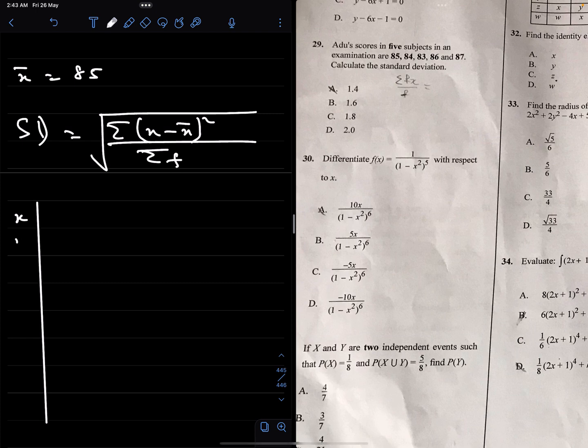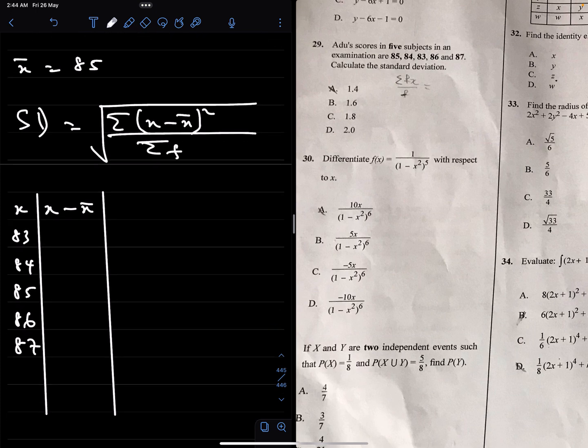Let me even start from the lowest: 83, 84, 85, 86, 87, and then we have x minus mean. We make a column for x minus mean. That's going to be 83 minus the mean, 85, which is minus 2. This will be 84 minus 85, minus 1. 85 minus 85 is 0, 86 minus 85 is 1, 87 minus 85 is 2.